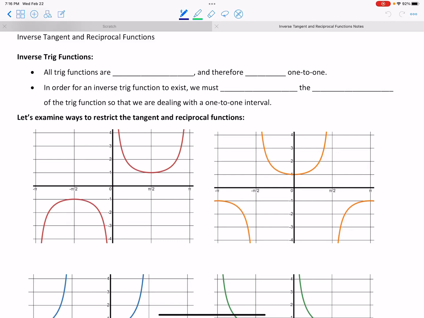Hello and welcome to our lesson on inverse, tangent, and reciprocal functions. So really what we're going to do in this topic is the same thing we did in the last topic. We're going to look at the rest of the inverse trig functions.